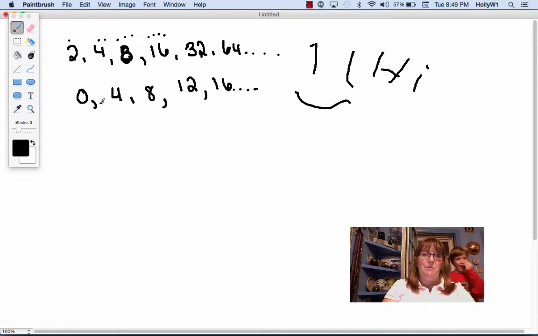So trying to think about what this rule is. Well, we go from 0 to 4. Well, it's plus 4. We go to 4, 8. Is that still plus 4? Yes. 4 plus 4 is 8. 8 plus 4 is 12. 12 plus 4 is 16. So that's what the rule is.